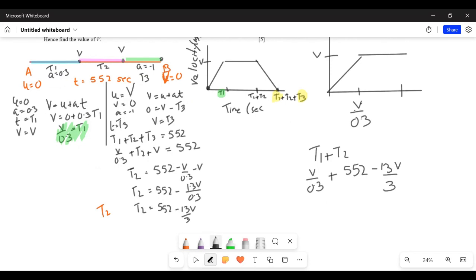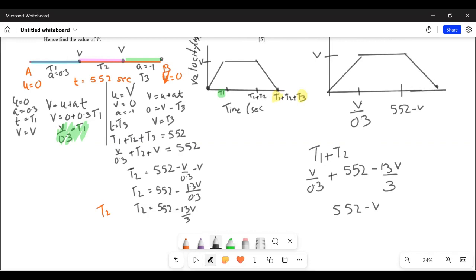Which gives us 1 by 0.3 minus 13 by 3, which is minus one. So 552 minus one. Sorry, minus V. So this part is 552 minus V. And then the total time taken, T1 plus T2 plus T3, is 552 seconds given in the question. So this would be 552. So this is the velocity time graph they're actually asking for, where you have to write the times in terms of t.